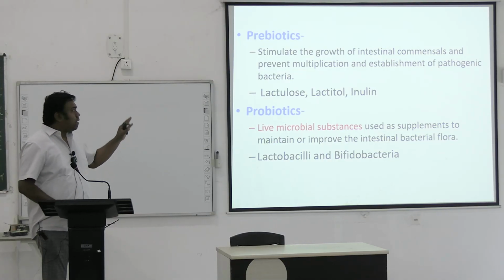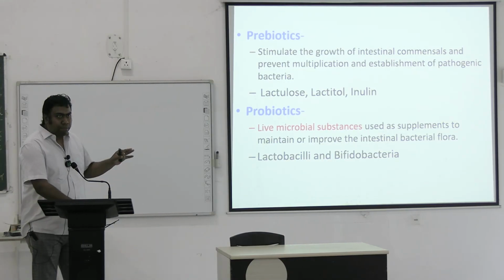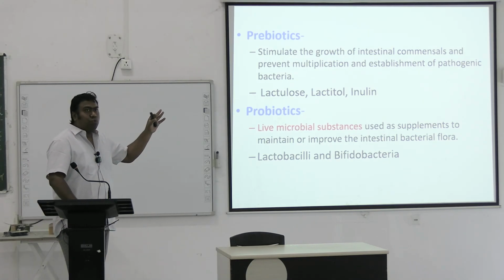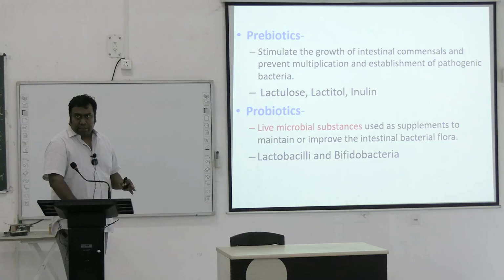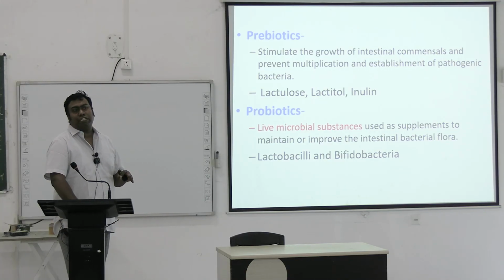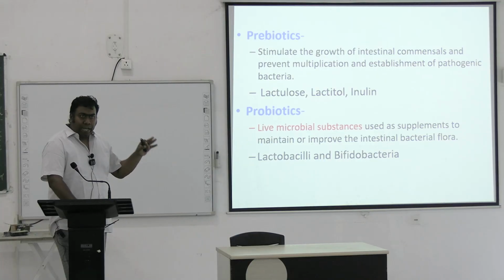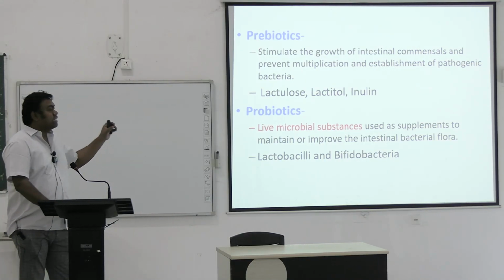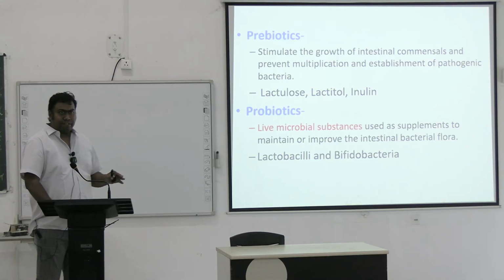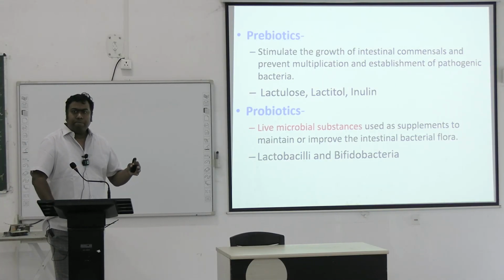Two other terms are prebiotic and probiotic. Prebiotics help to develop intestinal commensals and inhibit the growth of pathological components. Examples are lactulose, lactitol, inulin. When this agent is a live microbe, it is called probiotic. Prebiotics help the growth of commensal, non-pathogenic bacteria in the intestine and suppress the pathogenic bacteria.